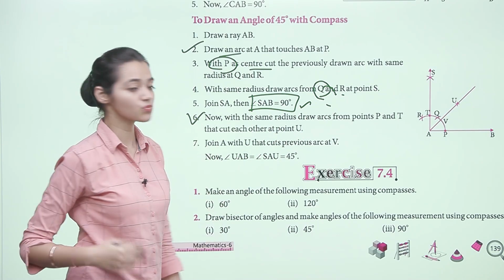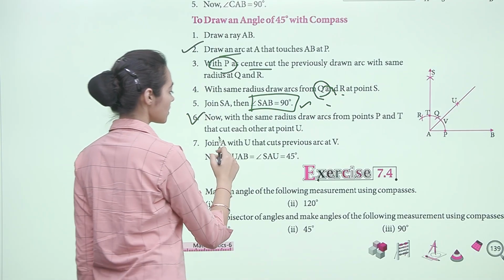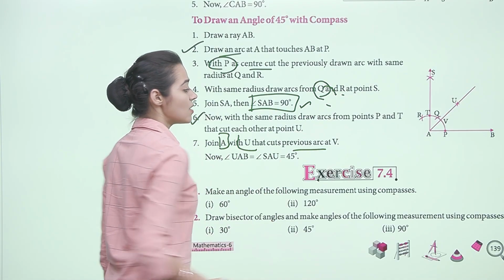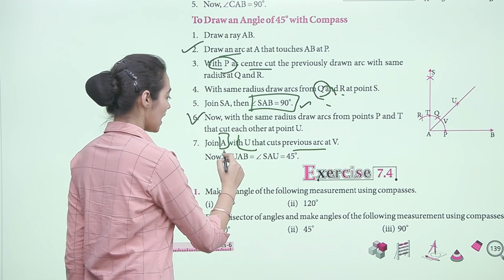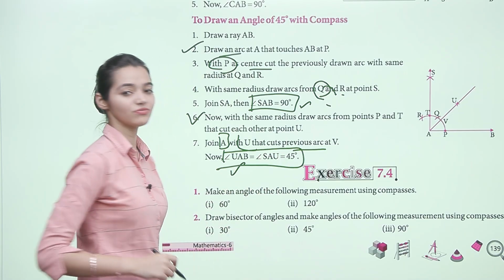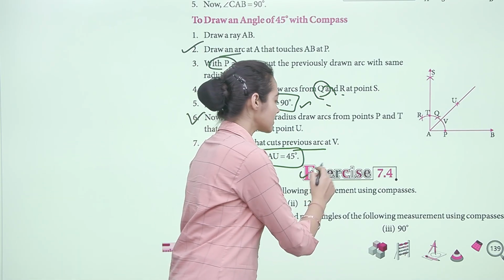Now with the same radius, what will we do? We will draw a bisector. Now we will join A with U that cuts the previous arc at V, and here our angle is 45 degrees. Now let's start with exercise 7.4.